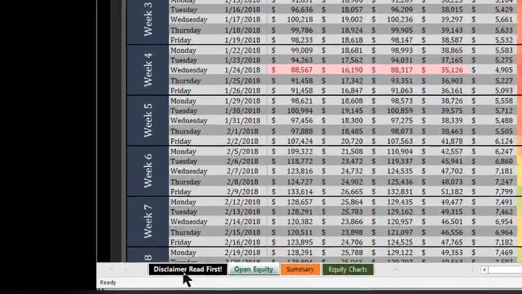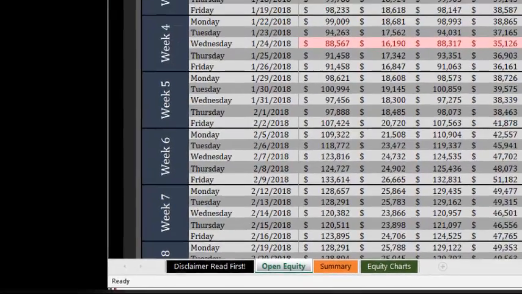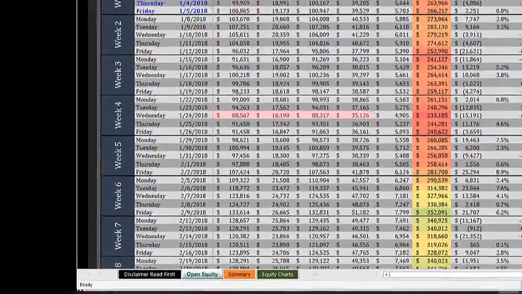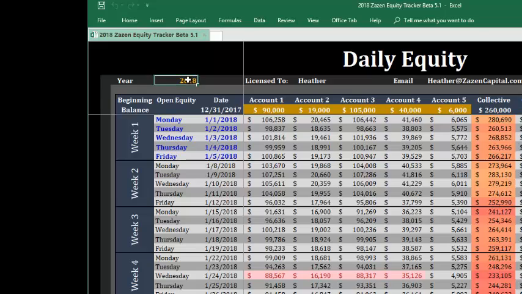As you can see, there are 4 tabs: the disclaimer, open equity, summary, and equity charts. I've populated it with hypothetical data for demonstration purposes only. These are not real accounts. If you'd like, you can put the year in. You'll notice the first week is in blue. This is similar to the trade tally.